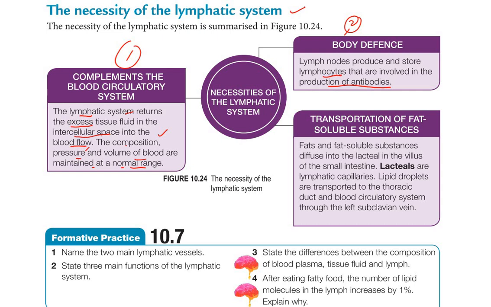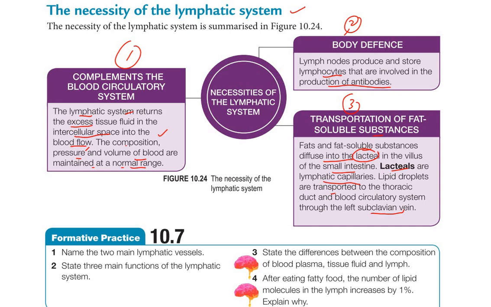Okay, and then the third one, transportation of fat soluble substances. Fat and fat soluble substances diffuse into the lacteal. You still remember the lacteal in the villus in the small intestine. Lacteals are lymphatic capillaries. So lipid droplets are transported to the thoracic duct and the blood circulatory system through the left subclavian vein. So this is the third reason why we need the lymphatic system.